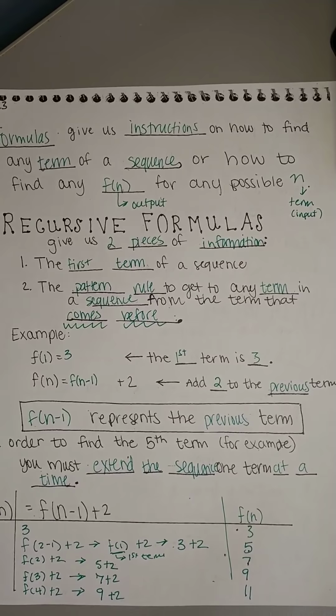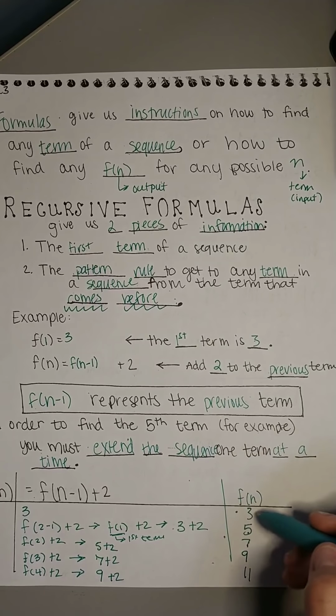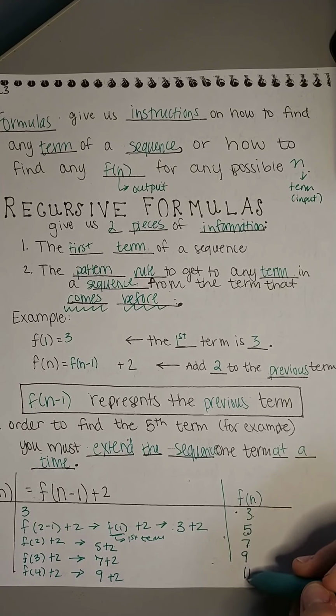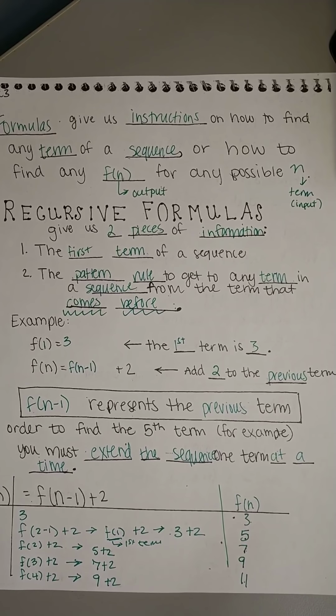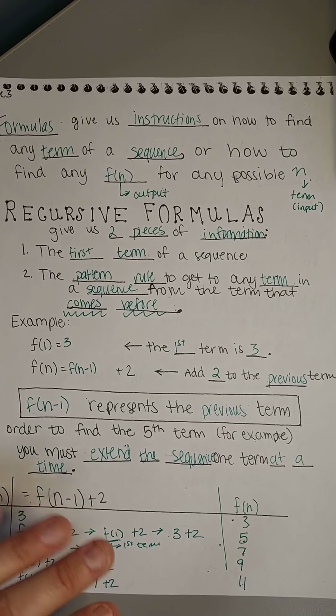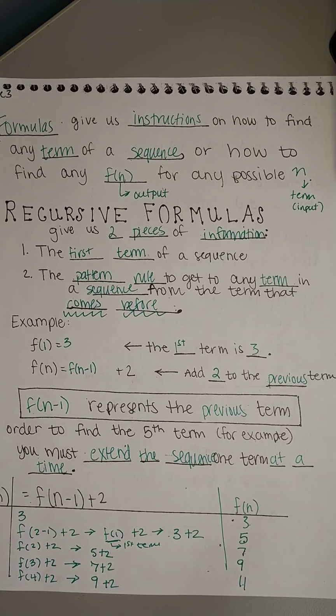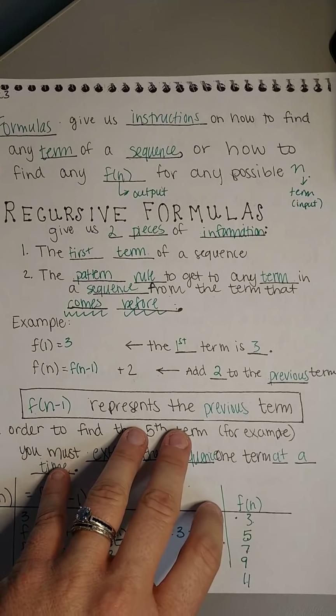So if I want to find my 5th term, I have to find term 1, term 2, term 3, term 4, term 5. That's kind of inefficient, especially if you're trying to find like term 100. That's not really going to help you because you'd have to find 100 different terms.